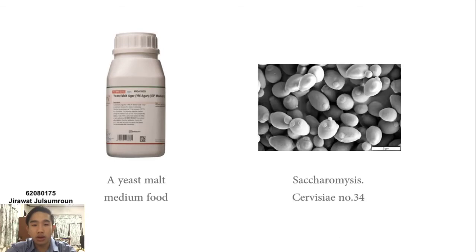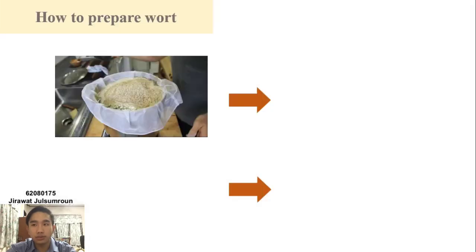This consists of yeast extract, malt extract, and glucose. Last one is yeast. The yeast used in the research is Saccharomyces cerevisiae number 34. First, how to prepare wort.